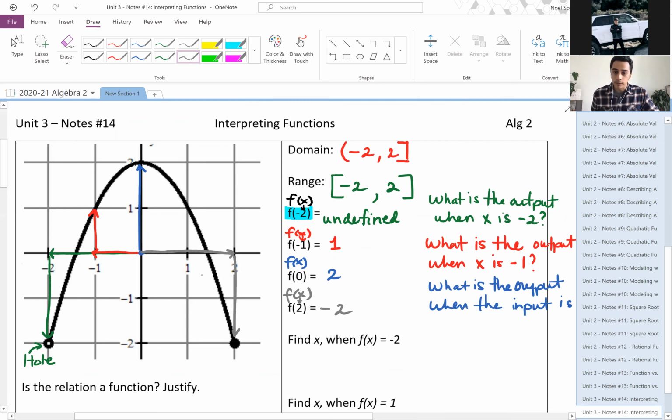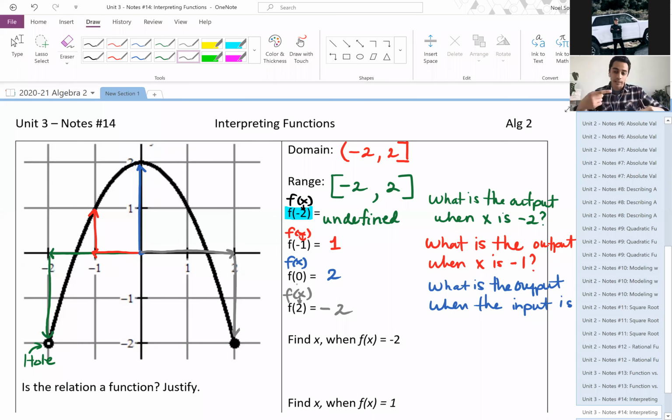This is still output. Anytime you see it where it's a letter, parentheses, and there's a number inside, I'm giving you the input. So then you have to find the output. Remember that f of x is the same thing as y. F of x is y. So they're asking you to find the y value.